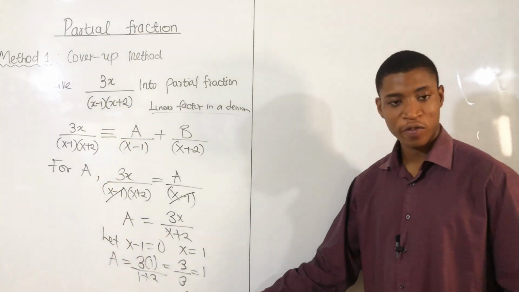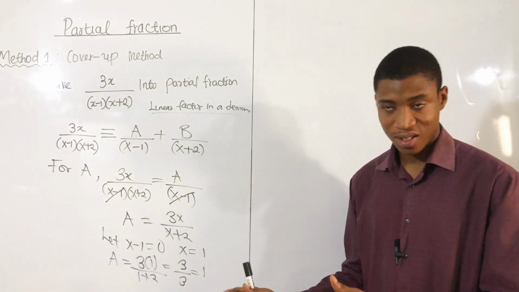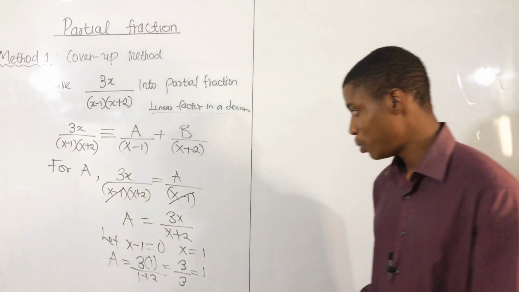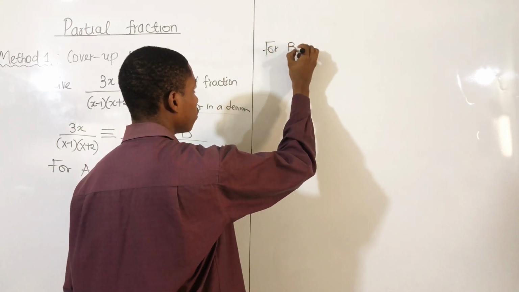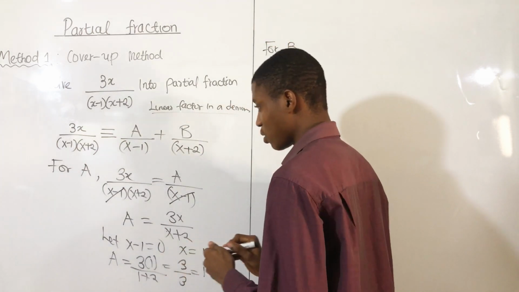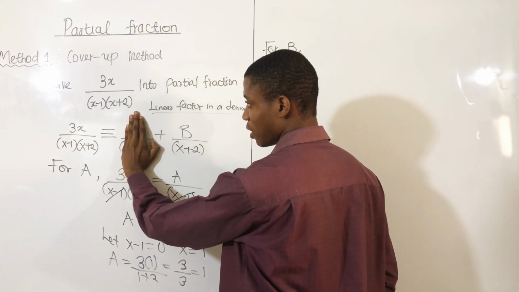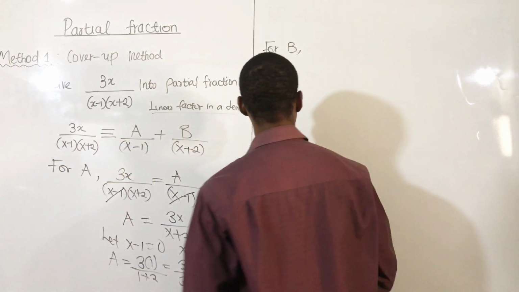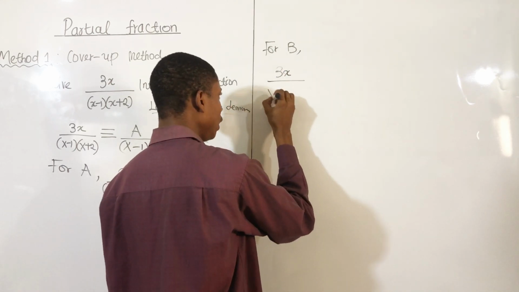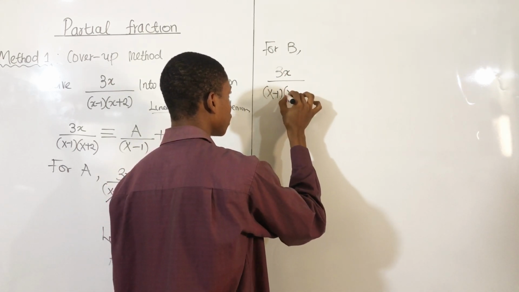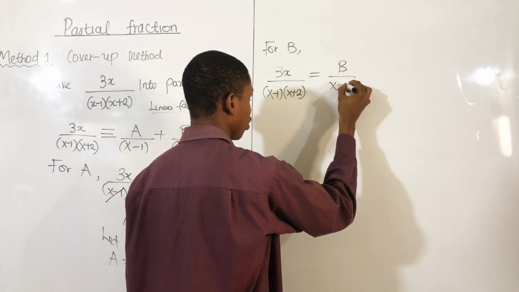Now since we have successfully looked for the value of a, which is 1, we're going to do b using the same condition. The same principle applies: if you're looking for b, you cover up a. We're going to cover this a, so we're going to consider this and what we have here. So we have 3x over x negative 1, x plus 2 is equal to b over x plus 2.